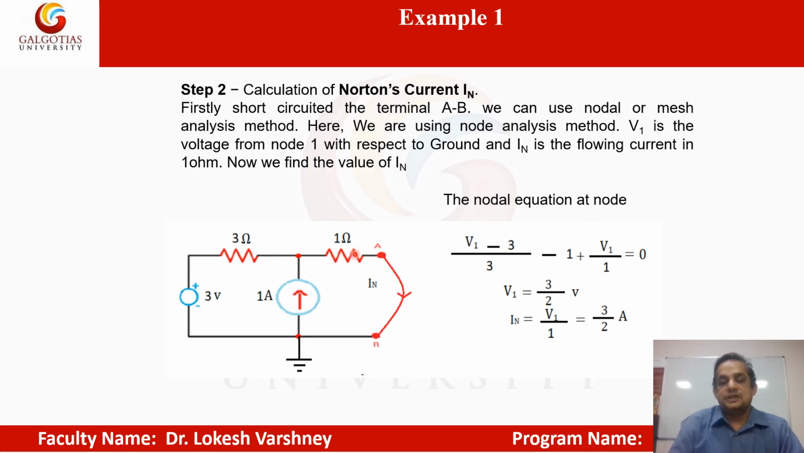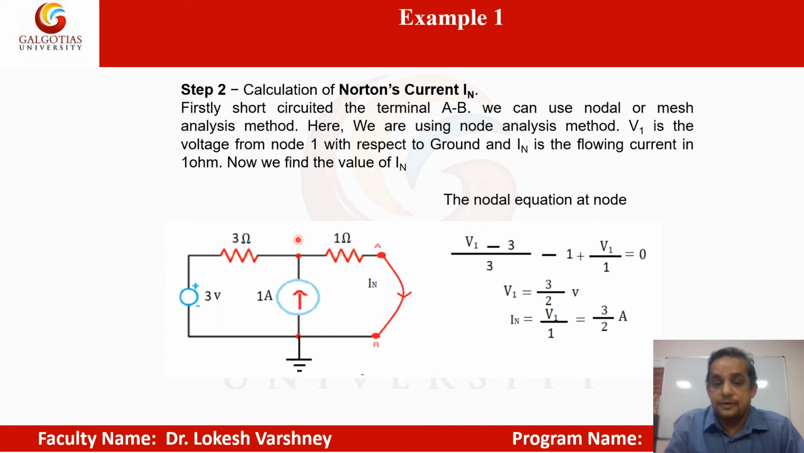The 1 ohm resistance voltage is V1. V1 is equal to 3 by 2. The voltage across the 1 ohm is 3 by 2 volt. Now what is the flow of current in this 1 ohm? We know Ohm's law, V is equal to IR, so I is equal to V upon R. R is 1 and V is 3 by 2. 3 by 2 upon 1 is 3 by 2 ampere. The flow of current is 3 by 2 ampere.